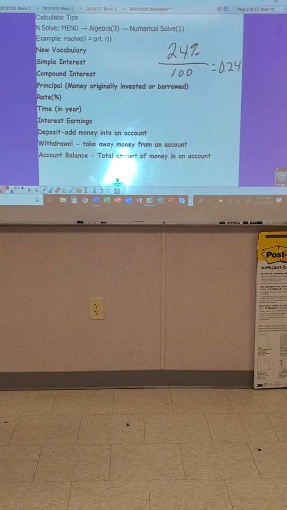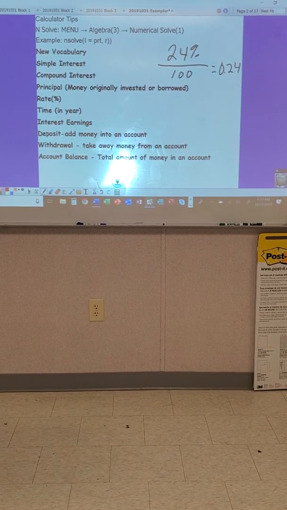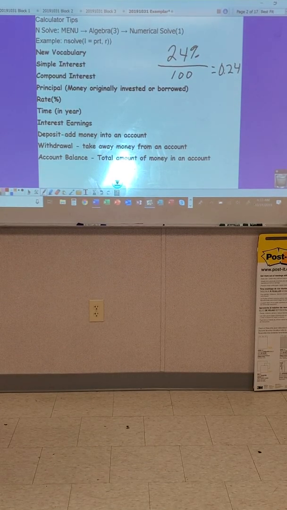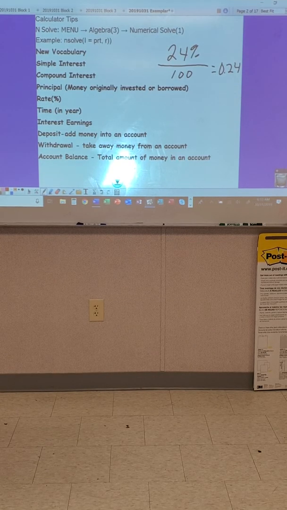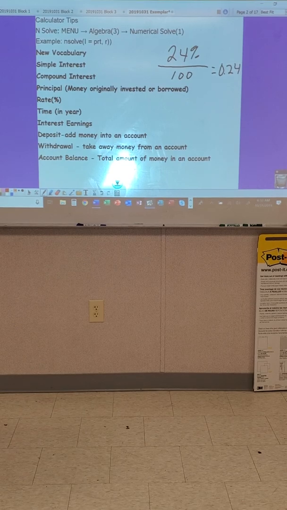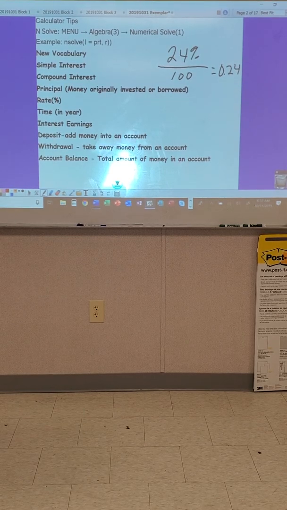Time. We usually use years. The important thing about time is that whatever the rate is expressed as, percent per year, we want to make sure the time we use in the calculation is in years. So if we have 24% per year and 18 months for our time, we have to convert the 18 months to years because our 24% was in years.